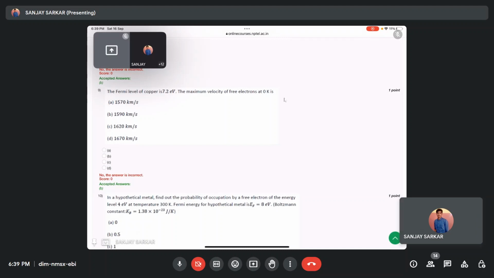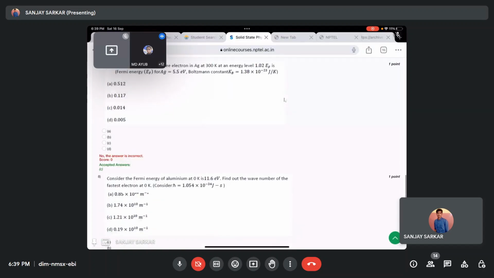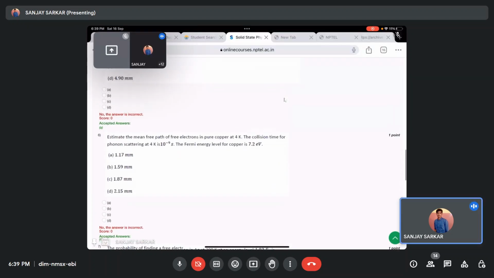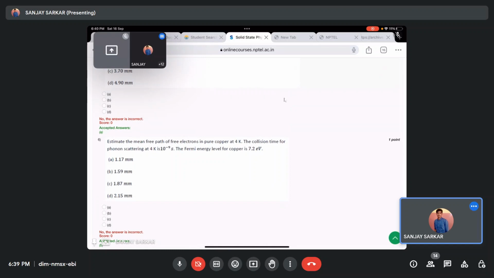Actually, sir, question number 6 and 9 are reciprocal. Question 6 is: estimate the mean free path of electrons in pure copper at 4 Kelvin. The collision time for phonon scattering at 4 Kelvin is given. The Fermi energy level for copper is 7.2 electron volt. So here also you need to calculate Vf, and you multiply with tau. Tau is already given in the problem. Then you can calculate the mean free path. So mean free path is actually velocity into tau.